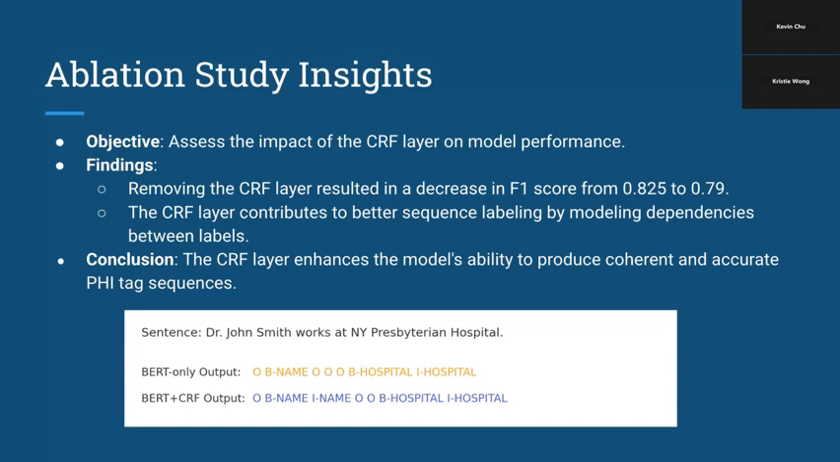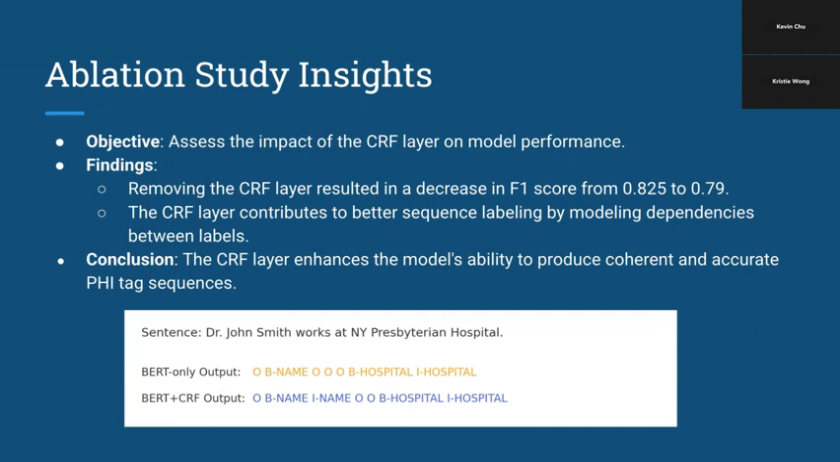For BIO tagging, B-name marks the first token of a PHI entity of type name, for example, Doctor or John. I-name marks the subsequent tokens inside the name entity, for example, Smith in John Smith. O indicates outside any entity.